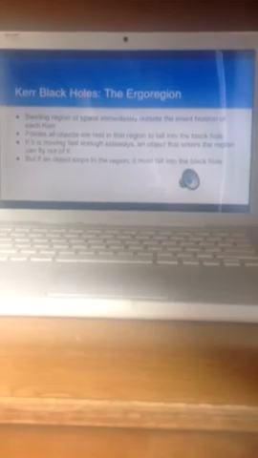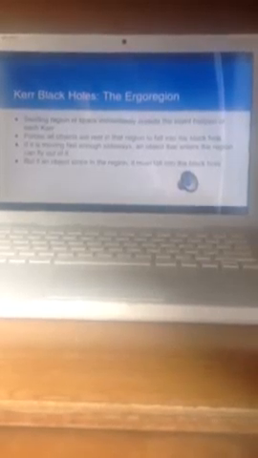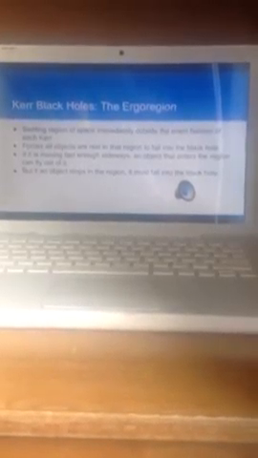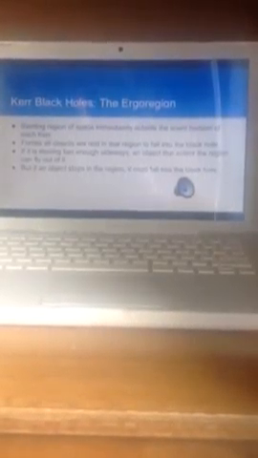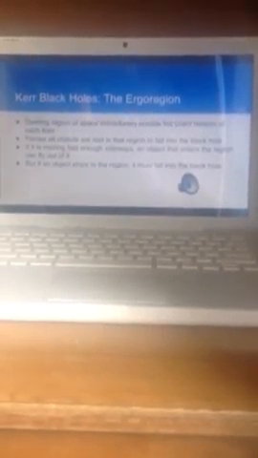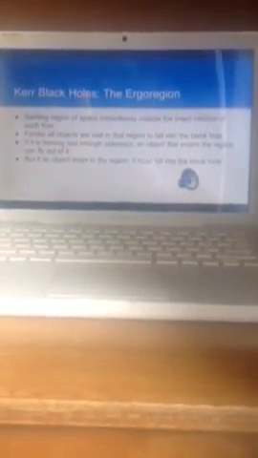The ergo region is a region of space outside the horizon that is spiraling. It forces objects into the black hole. Objects can fly out of it because it is an area that is moving so fast sideways, and if the object stops, it falls into the black hole.